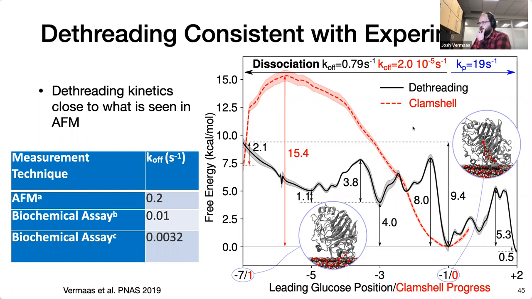However, through de-threading, the energy barriers ended up being a lot smaller. And we got a number of about 0.8 per second. It's a little bit faster than what was measured by AFM, but it's on the same order of magnitude. This seems pretty plausible.